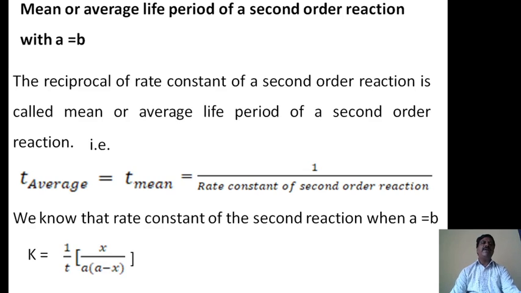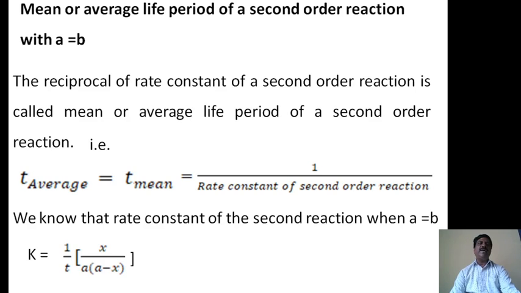Now, what is meant by the mean or average life period of a second order reaction with both concentrations of the reactants the same, that is a = b? We know that the reciprocal of the rate constant or velocity constant of a second order reaction is called the mean or average life period of a second order reaction. Therefore, the reciprocal of the rate constant of a second order reaction is called the mean life period or average life period.